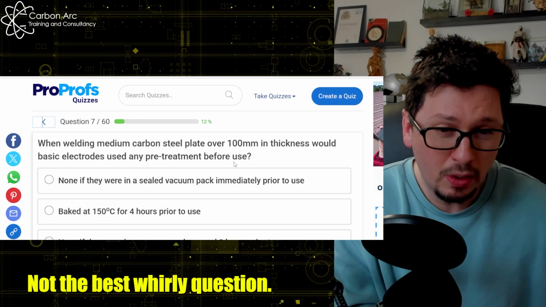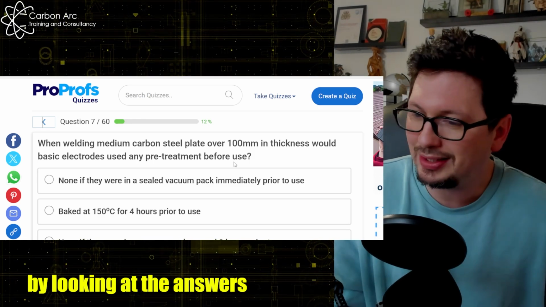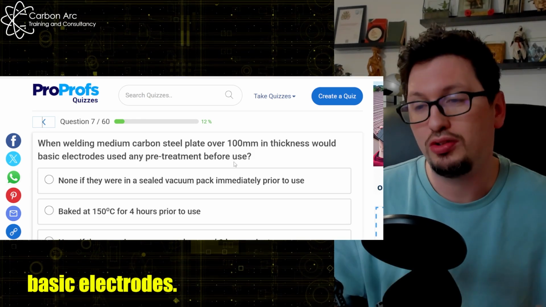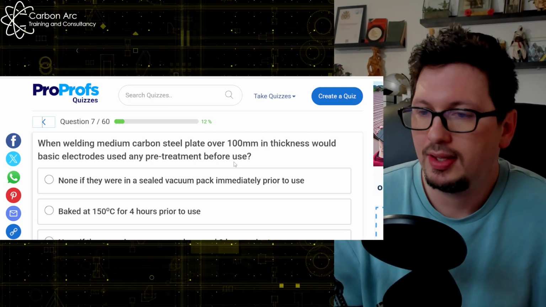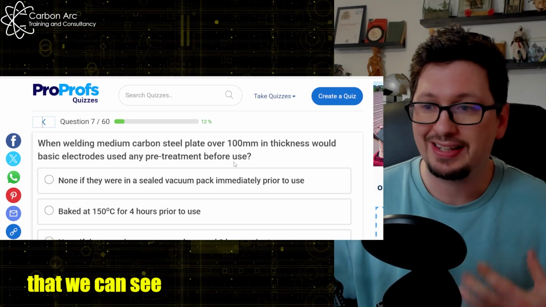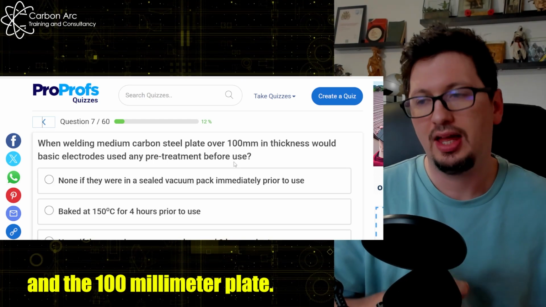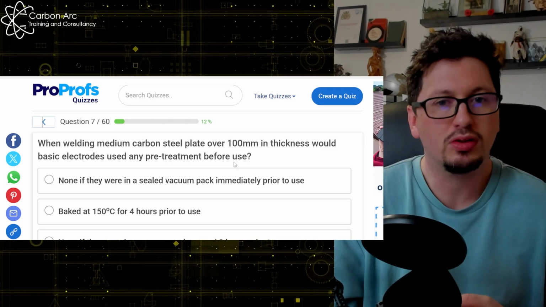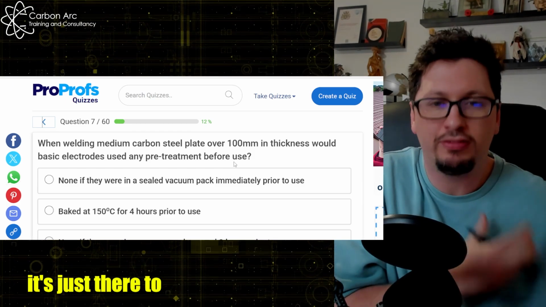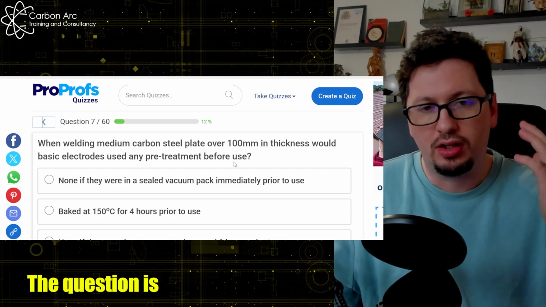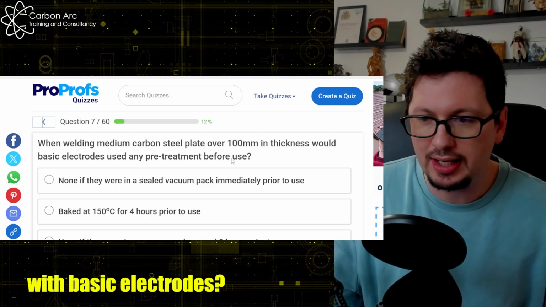Not the best worded question, but by looking at the answers here, they're saying you're going to use basic electrodes. Do you need to do anything before you use them? Because we understand that, we can say the medium carbon steel and the 100mm plate part of this question is noise. It's just there to make a question. The question is, what do we have to do with basic electrodes?